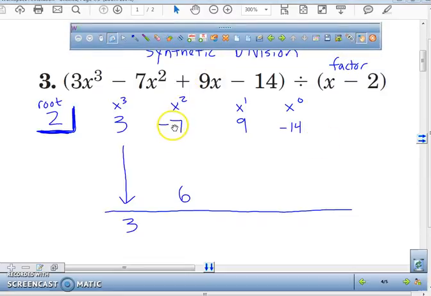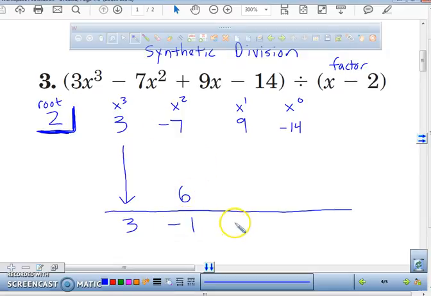Then you're going to take the negative 7 and the 6 and add them together, and you get a negative 1. Then you take the negative 1 and multiply it by the 2 and get negative 2. Then take the 9 and add it to the negative 2, which is 9 minus 2. What does that give you? 7. Then you take the 2 and multiply it by the 7 and get 14. Then you take the negative 14 and add it to the 14 and get 0.